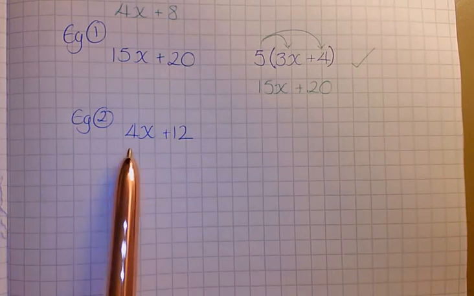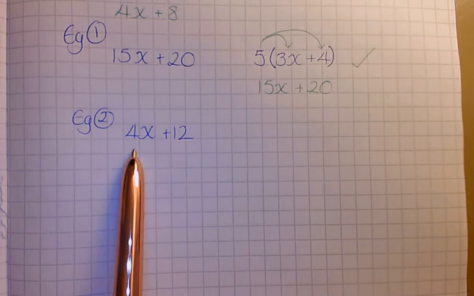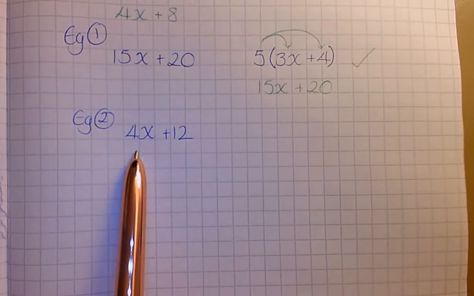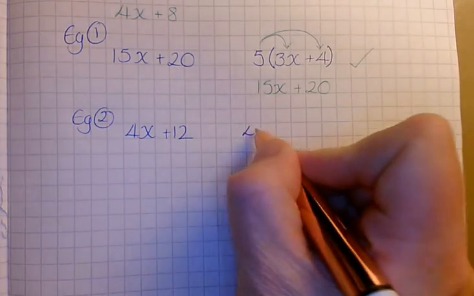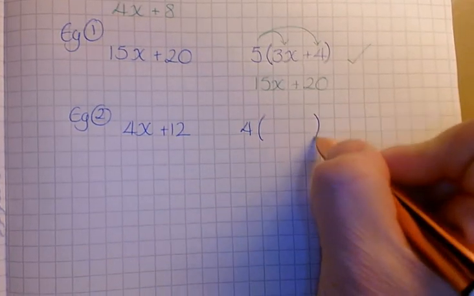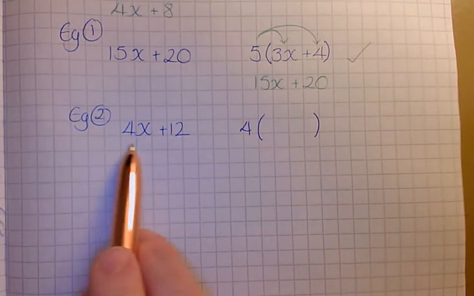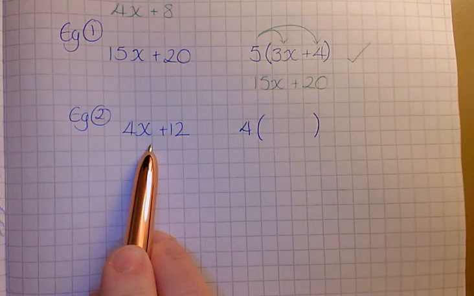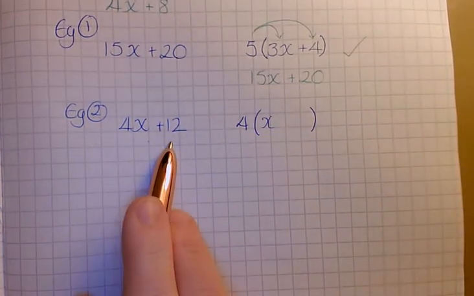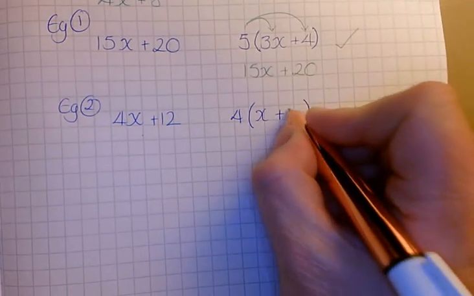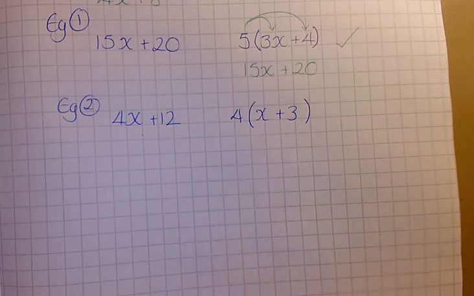So another factor of 4 and 12, so a number that divides into both 4 and 12, is 4 itself, because 4 divided by 4 is 1 and 12 divided by 4 is 3. So in this example, I can take 4 out of the bracket. So to find out what's going into the bracket, I need to divide this term by 4. So 4x divided by 4, it just leaves me with x. And 12 divided by 4 is 3. So now I've got 4 and then open bracket x plus 3.